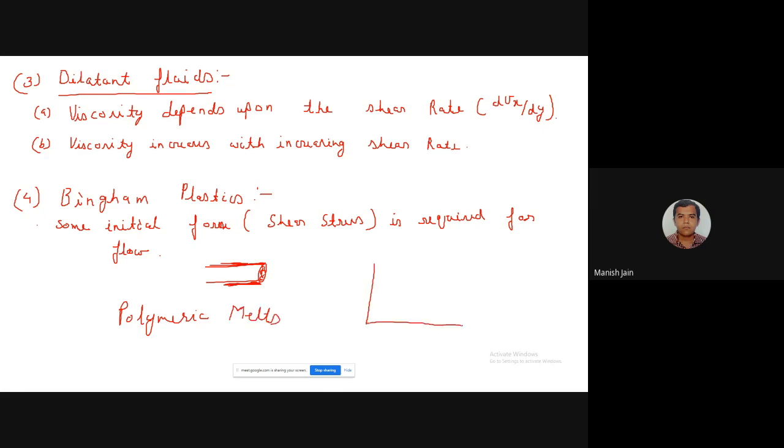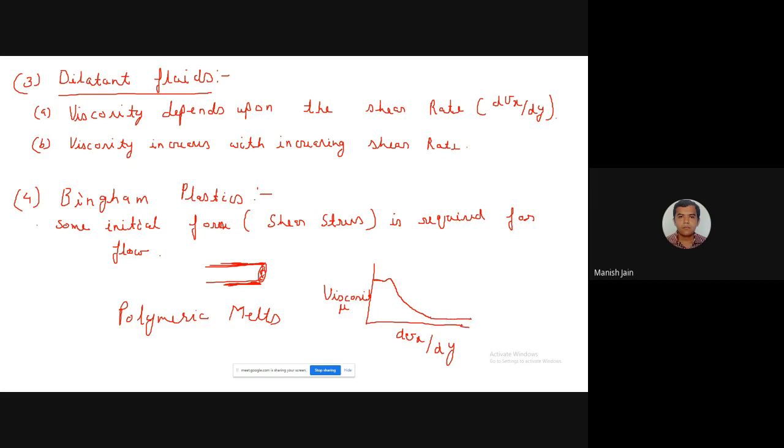So if you plot the viscosity mu versus the shear rate dVx by dy curve, at very low shear rate it will remain constant. Then it will slightly increase. Then it will decrease over a very long shear rate range. Then at a very high shear rate range, it will again become constant.